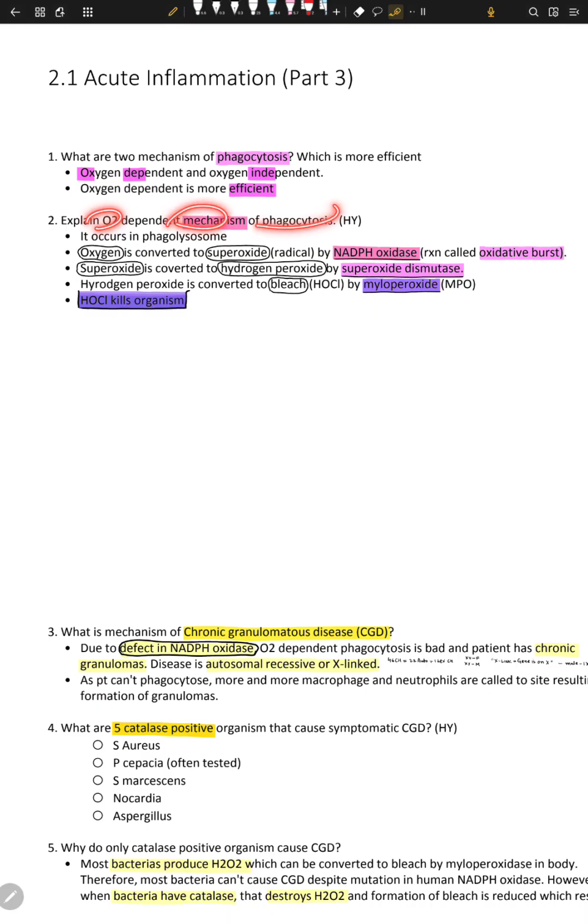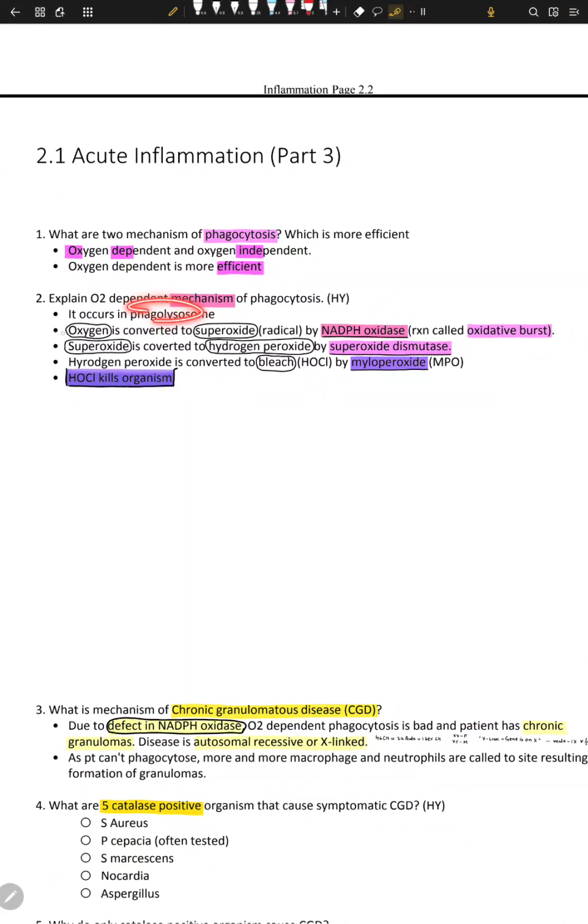Explain the O2 dependent mechanism of phagocytosis. Well, phagocytosis happens in phagolysosomes. You do know phagolysosomes? Phago plus lyso gives us phagolysosomes. Okay, cool stuff coming right away. What happens is that O2 converts to superoxide via NADPH oxidase. This reaction is called the oxidative burst. We need that. If we are deficient in this enzyme, NADPH oxidase, we will not convert oxygen into superoxide.